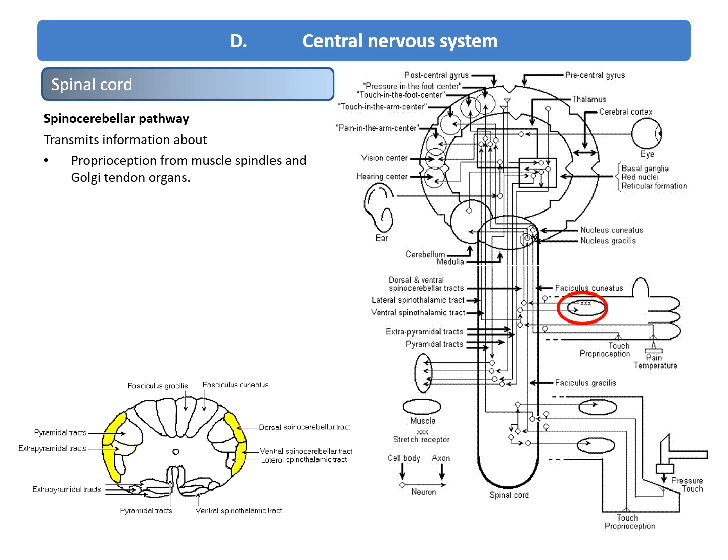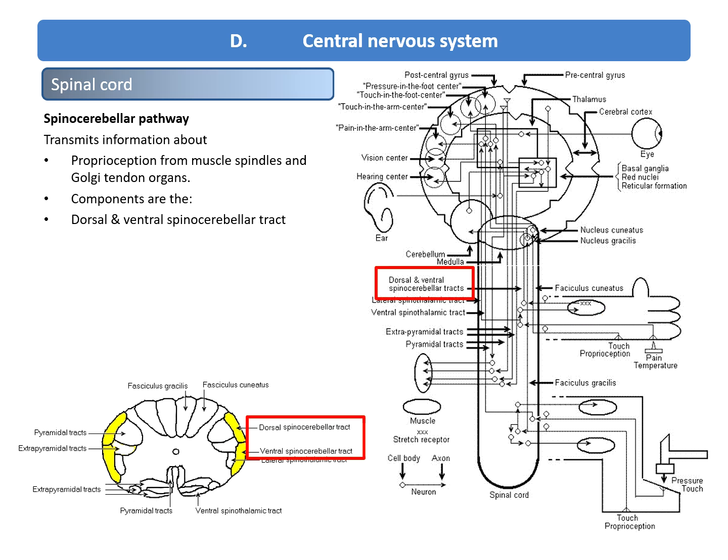This transmits information about proprioception from muscle spindles and Golgi tendon organs. Its components are the dorsal and ventral spinocerebellar tracts. Notice they're located toward the lateral side in the cross-section of the spinal cord. These happen to be two neuron pathways, unlike the previous.